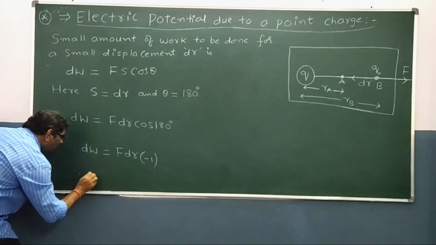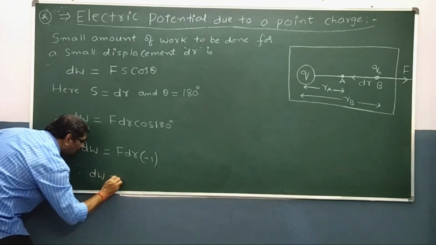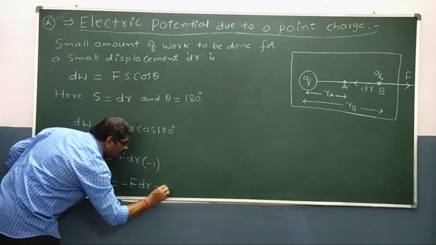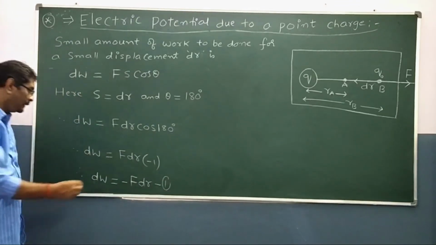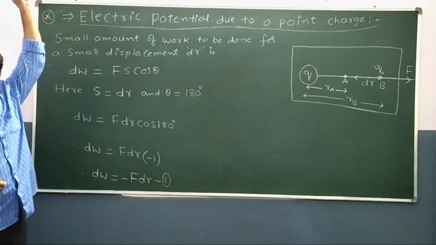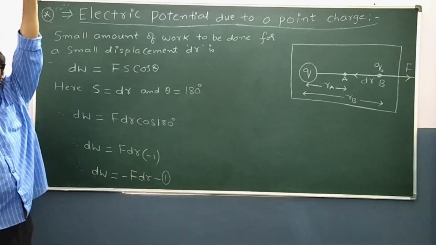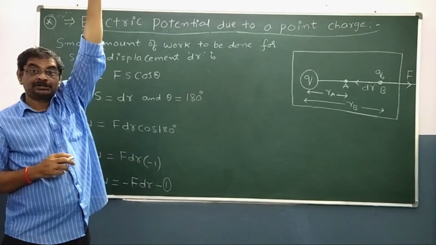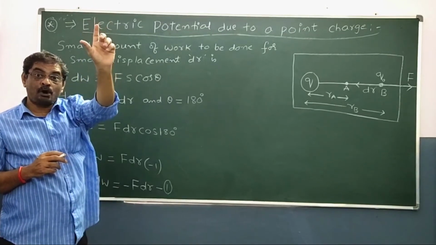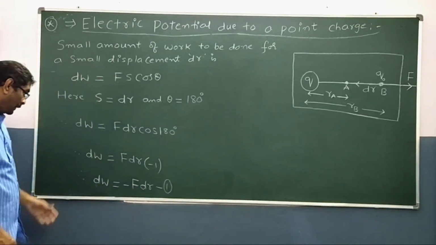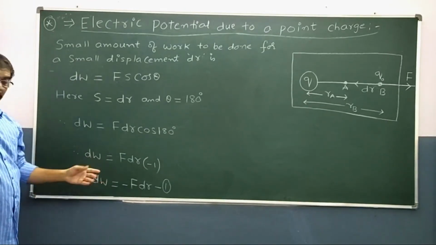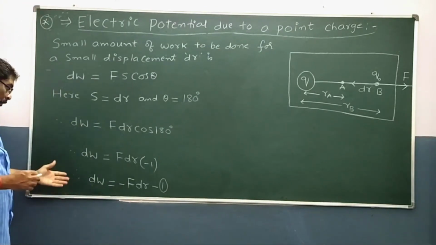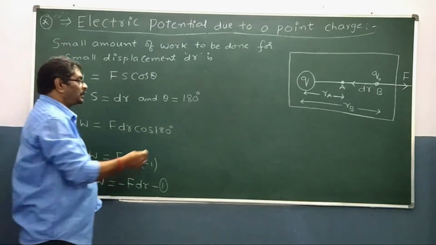That's the reason why the small amount of work done will be numerically equal to minus F dr. Let us call this equation 1. Remember, the small amount of work that should be done in order to displace the test charge through a small displacement dr will be given by the formula: dW will be numerically equal to minus F dr.